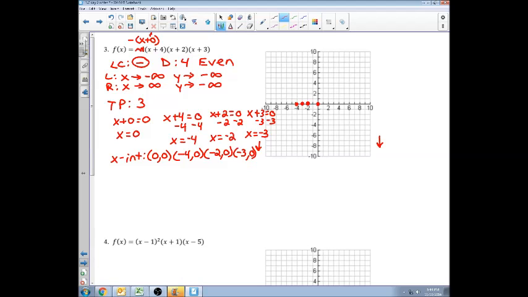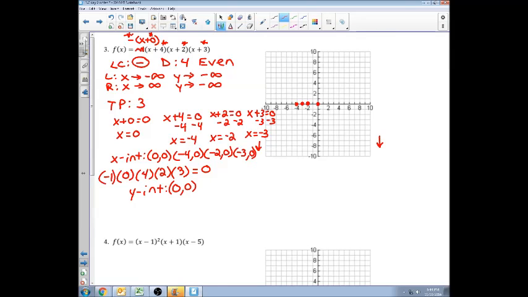The first number I will use is 0. So it would be 0 times 4 times 2 times 3, and don't forget that I had a negative out front, so I need to add a negative 1 to my multiplication problem. So negative 1 times 0 is 0, 0 times 4 is 0, 0 times 2 is 0, 0 times 3 is 0. So my y-intercept is going to be 0, 0.